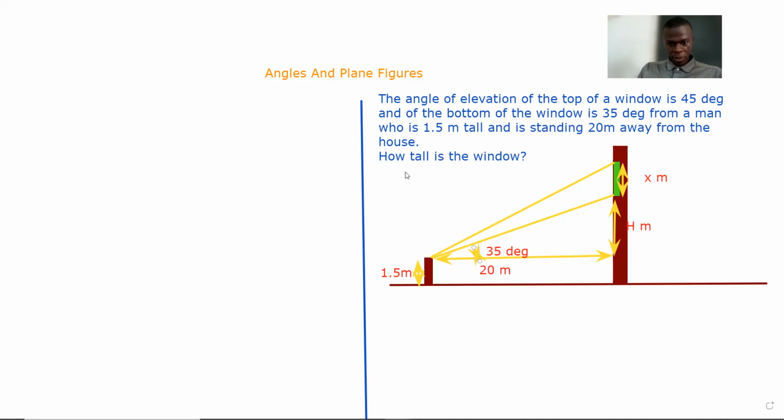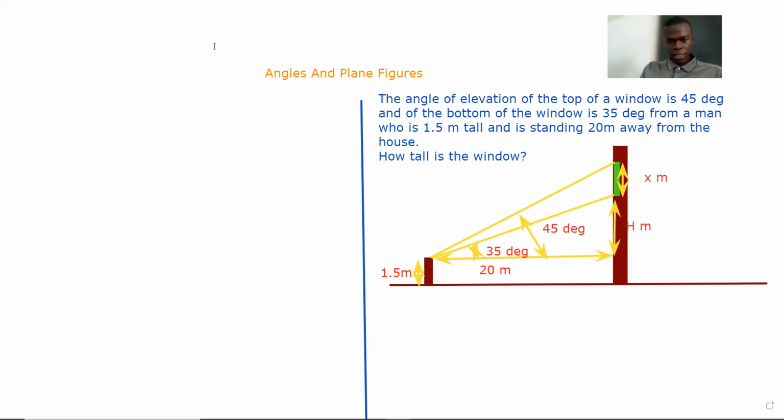So 35 is for that small place, so I can put it over there. Then for the bigger one, which is from there to there, I have 45 degrees. So with that, I can work it out.